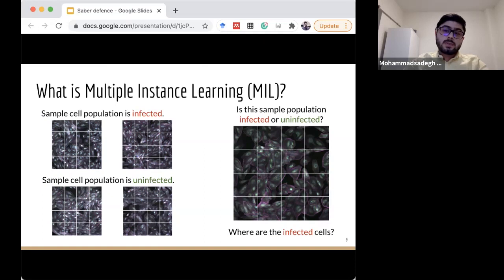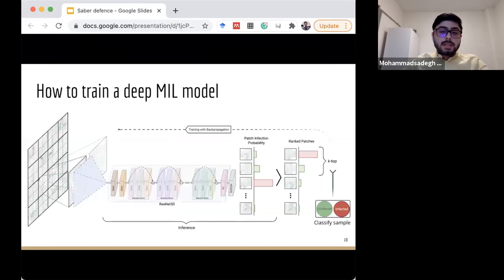Based on this, we assume that if a sample cell population is infected, then there should be at least one patch that contains infected cells. And an uninfected sample cell population does not have any infected cells. With that being said, we can use a deep neural network as a learner in the MIL context. And here's how the training procedure goes.